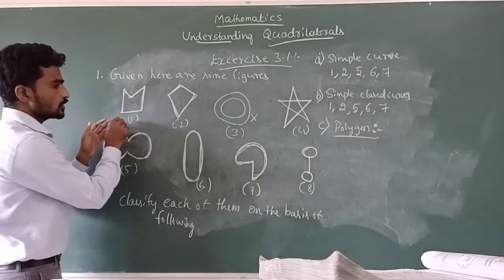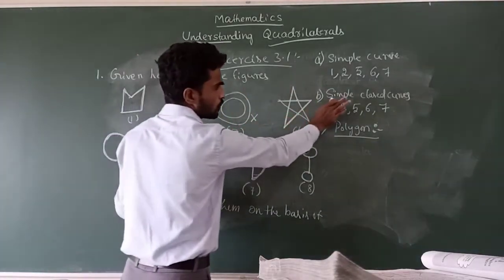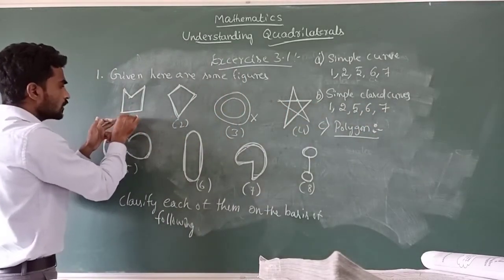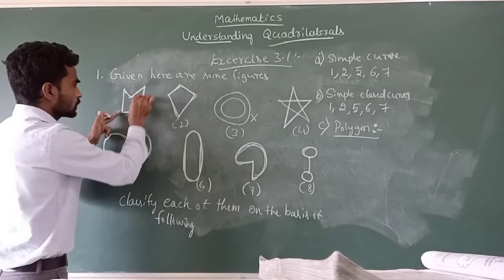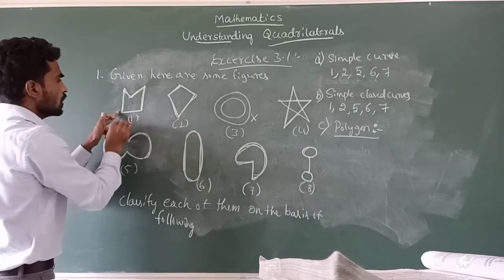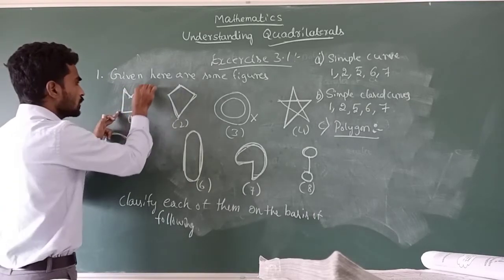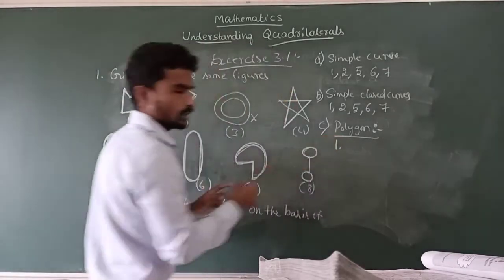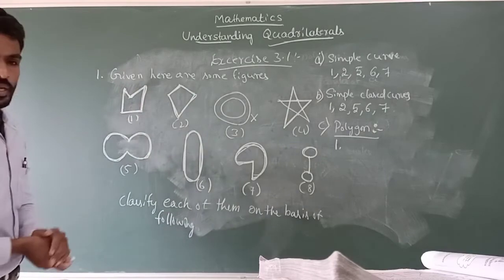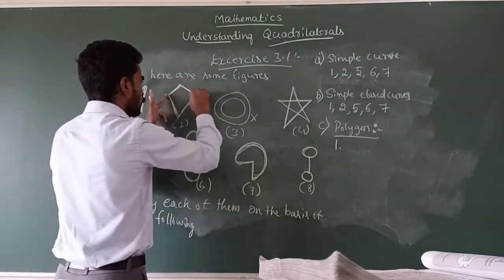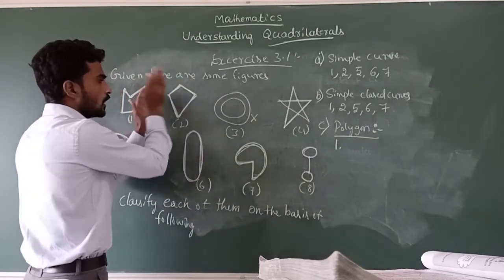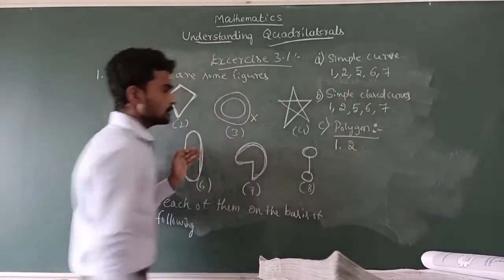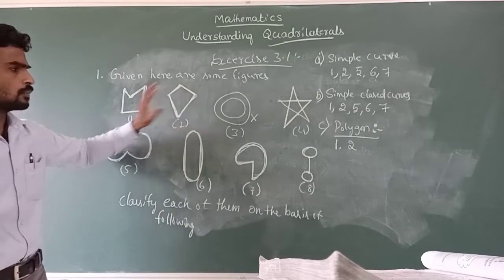Here just observe how many simple closed curves are there: 1, 2, 5, 6, 7. I will go for 1. Here 1 is a closed simple curve and also here all are line segments. Therefore 1 is a polygon. Here this also has 4 line segments and it is also a simple closed curve. Then it is also an example for polygon.